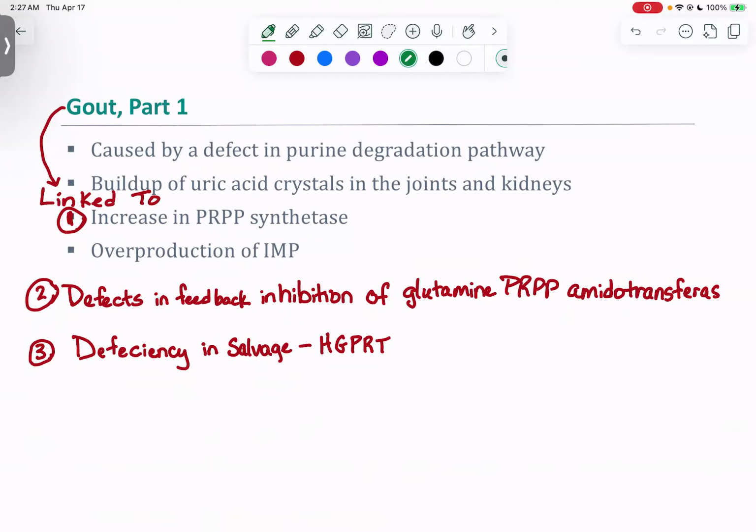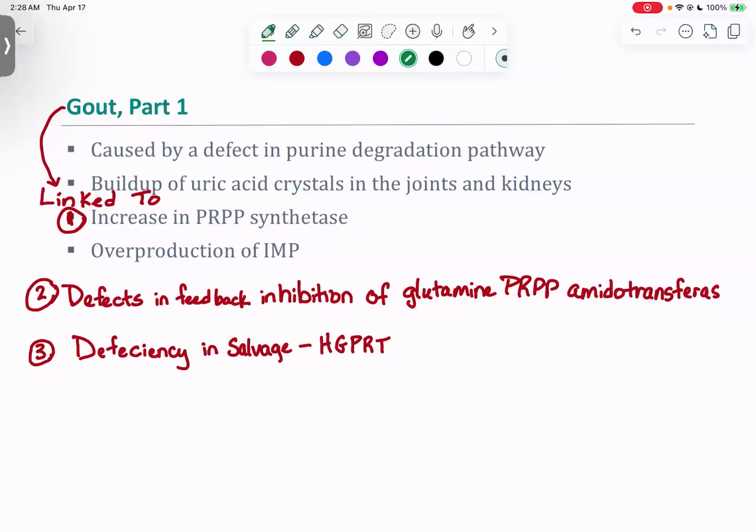I don't like the way the book arranged it, so we're going to arrange it a little differently. Gout is linked to one of three different defects in the degradation pathway. The most common is an increase in PRPP synthetase activity. PRPP synthetase is the first step to make inosine monophosphate, IMP. So you end up making way more IMP than you need. That's a way that you get it.